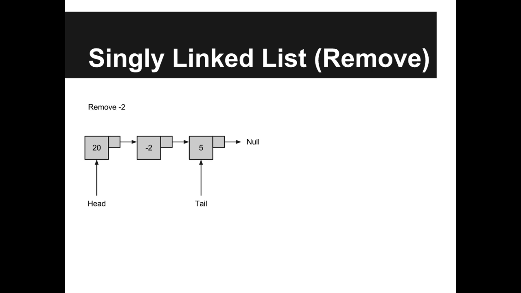Now let's say that we want to remove -2 from our linked list. The way to do that is to start from head. The head is pointing at 20. Is node 20 what we wanted to get rid of? We say no, we wanted to get rid of -2. So we have to move on to the next element. The next element is -2. -2 is what we want to get rid of. So in this case, we're gonna say that we have reached our goal.